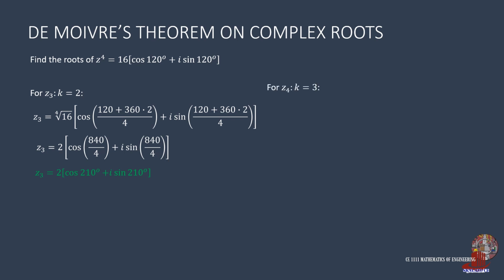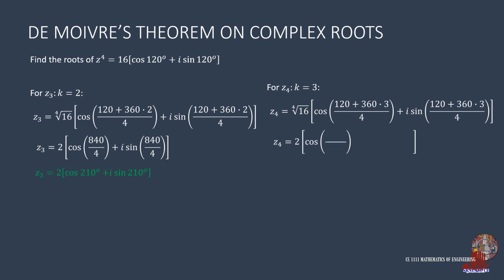For the fourth complex root, use k as 3. z4 uses the theorem of the fourth root of 16 cosine of 120 plus 360 times 3 all over 4 plus i sine of 120 plus 360 times 3 over 4. This turns into 2 cosine of 1200 upon 4 plus i sine of 1200 over 4, which can be further reduced into 2 cosine of 300 plus i sine of 300 degrees.